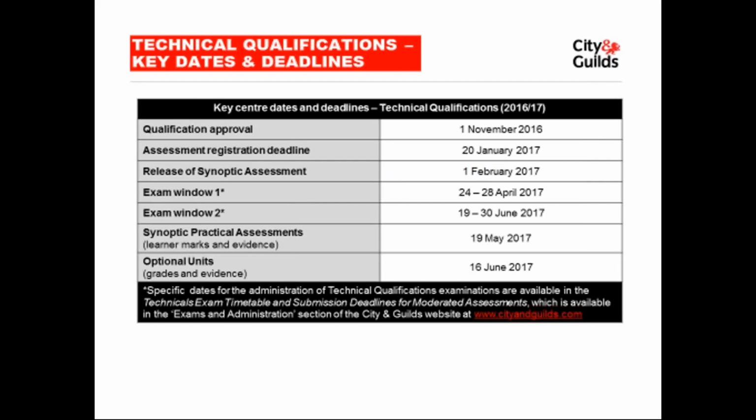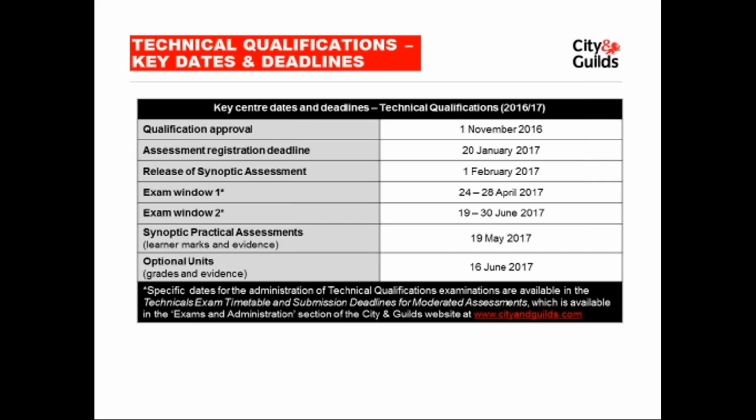So the key dates for centres are that you need to get qualification approval and centre approval, if appropriate, by the 1st of November. And that will be the same for next year. For learners, you will need to put their assessment registration in by 20th of January 2017. That is for any learner that's sitting their exam in summer 2017. You will need to give us the names of those learners.